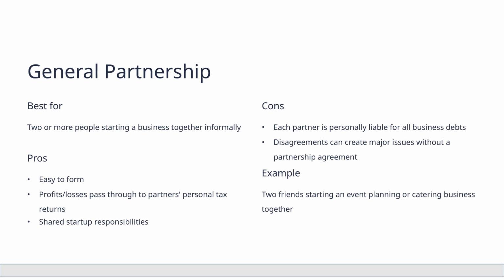Next, let's look at general partnerships. They are ideal for 2 or more individuals starting a business informally. They are easy to form, with profits and losses passing through to partners' personal tax returns. However, each partner is personally liable for business debts, and disagreements can arise without a formal partnership agreement. Common examples include friends launching event planning or catering businesses.